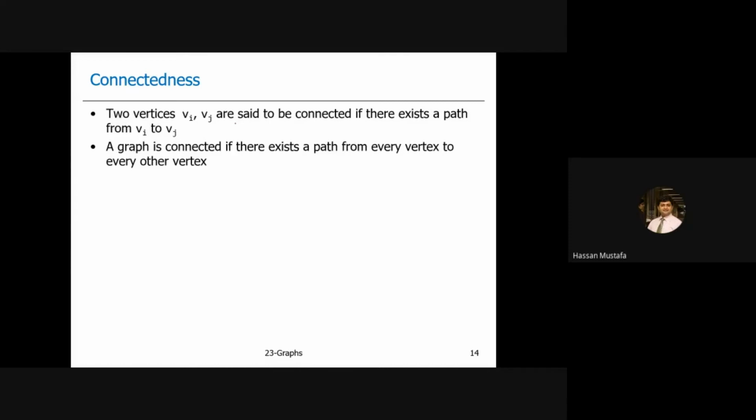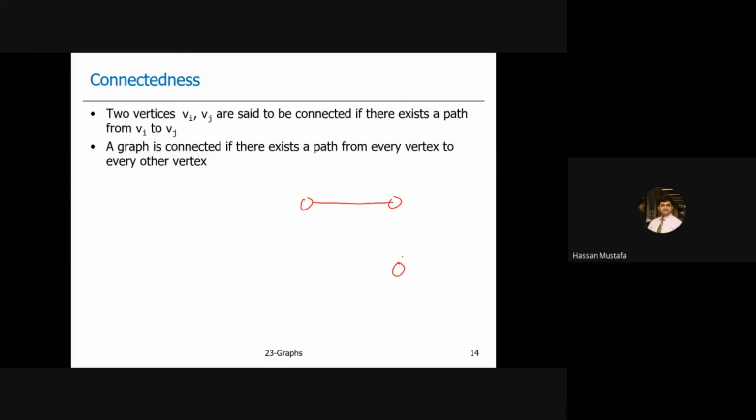Now we discussed the connectedness of two vertices. Two vertices are connected when there is an edge between those vi and vj vertices. The first definition that we saw was that there was a direct connection between two vertices.